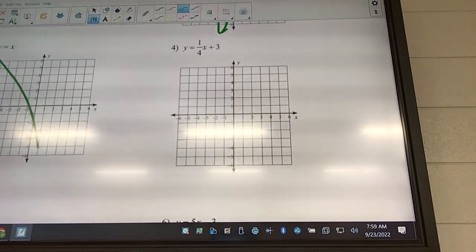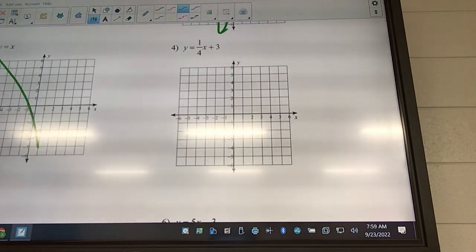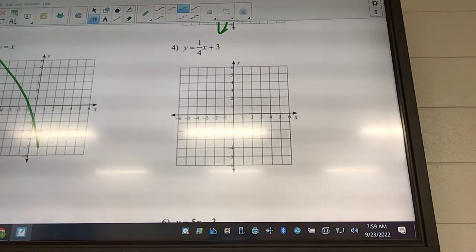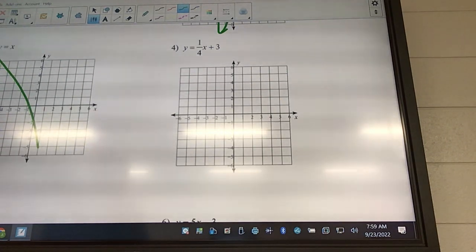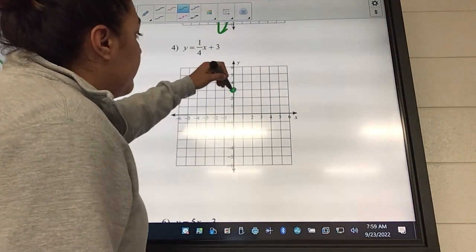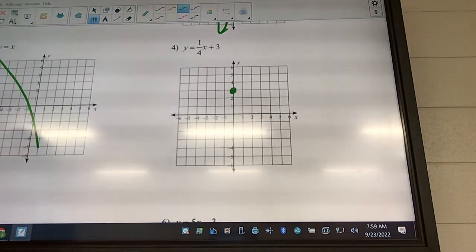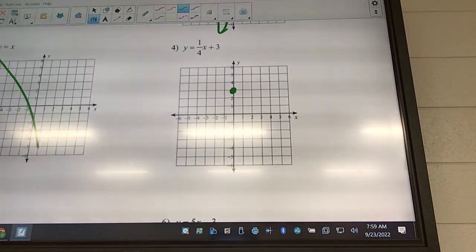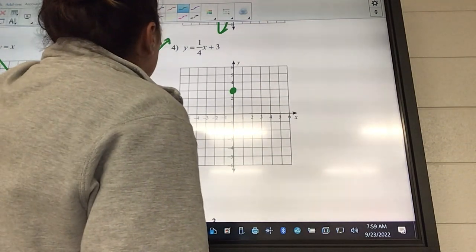Okay, look at 4. What is our y-intercept? 3. So go to the y line and find the 3. Is our line going to be positive or negative? Positive. It's going to be positive, okay? Same thing. Draw yourself a little picture.